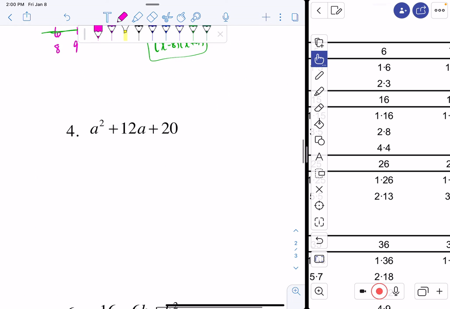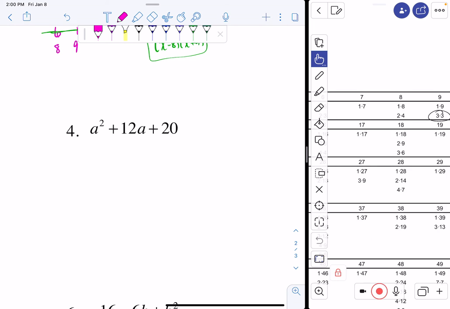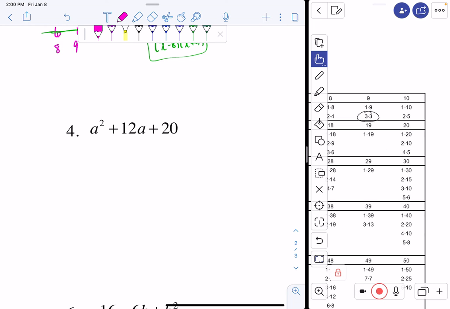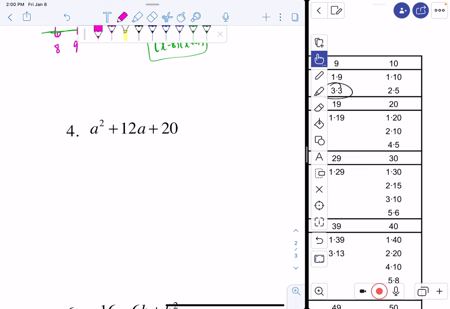Again, after a while, you should be trying these examples by yourself. In this example, I have a squared plus 12a plus 20. First thing you do, what do I add to? I add to a 12 and I multiply to a 20. I now list all my factors of 20. My factors of 20 are 1 and 20, 2 and 10, and 4 and 5. And I did that just by looking at my factor pair sheet.